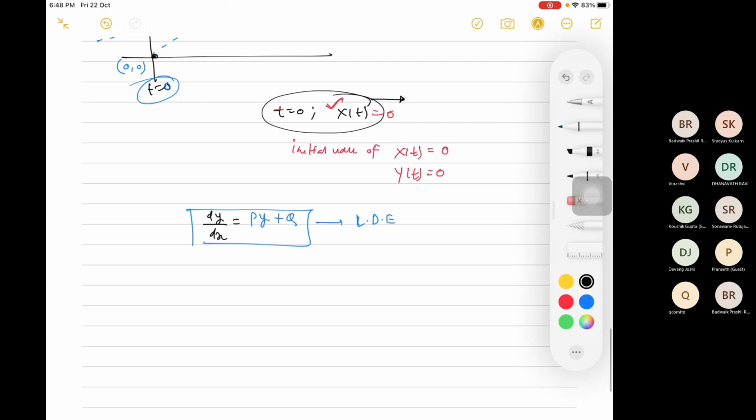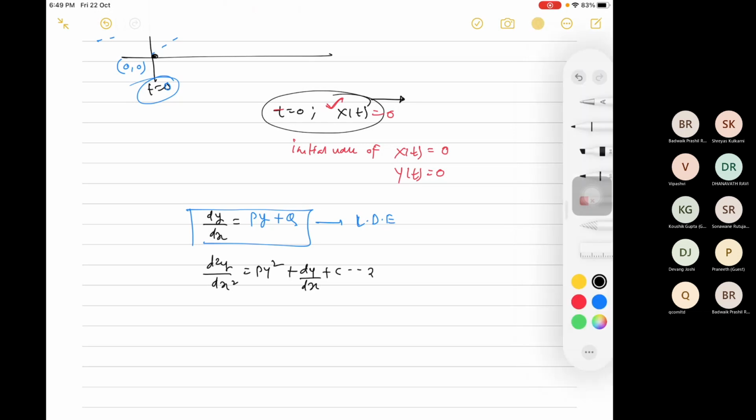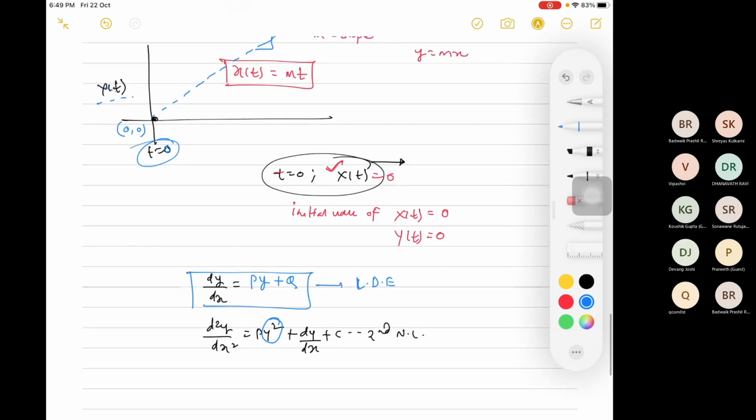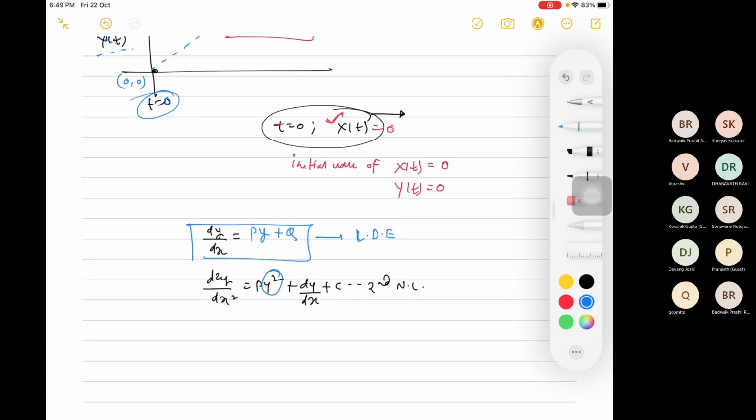So I am hoping that you know what is linear and non-linear differential equation. Maybe it could be d square y divided by dx square is equal to some p y square plus dy by dx plus c or something. So this is what is a second order non-linear differential equation. Why? Because power of the dependent variable is 2. It should be 1 always. So you know everything that.